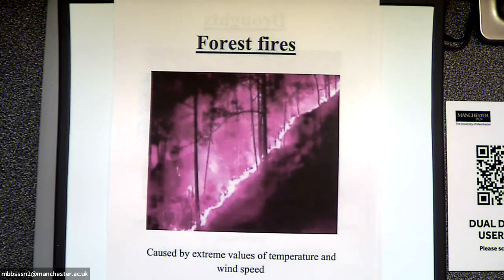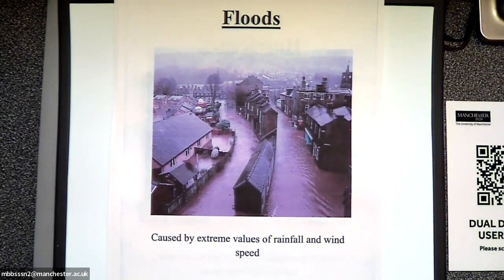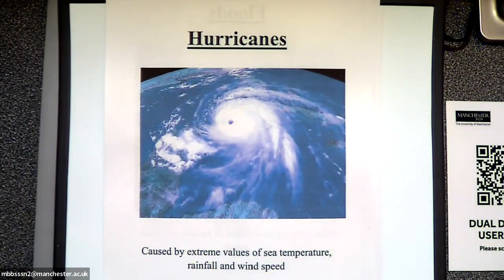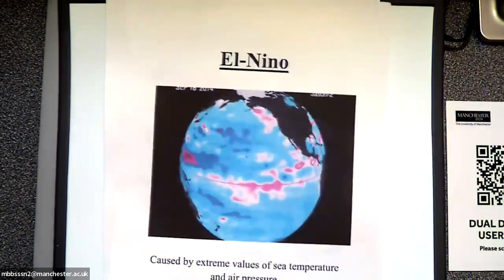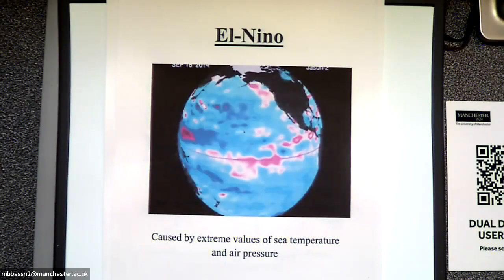I'm sure you watched these videos, so I'm just repeating. This is floods. It's more like Manchester. So this is caused by extremely high rainfall and extremely high wind speed. And these are hurricanes, caused by extremely high sea temperature, rainfall, and wind speed. And finally, this is El Nino. You might have heard about this. And these are caused by extremely high sea temperature and high air pressure.